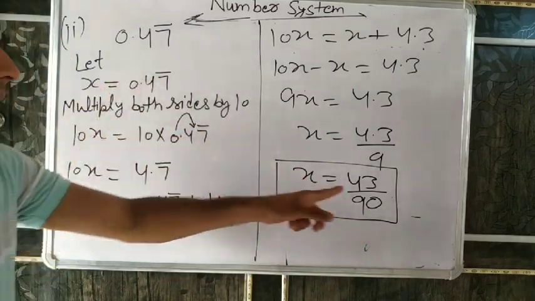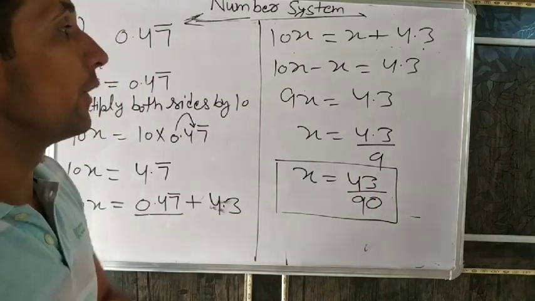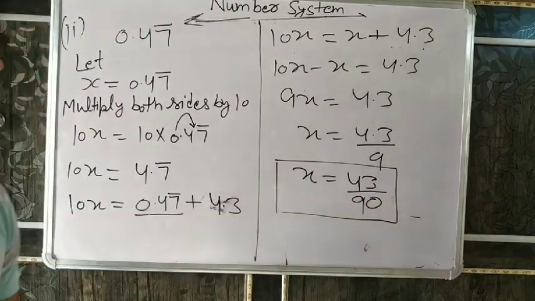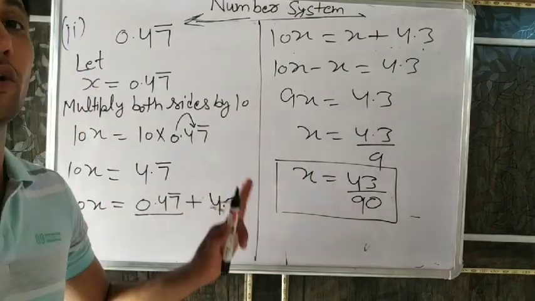So this is in p by q form, you can check it. Do you understand? And you can verify this question also. I hope everyone understands this. And the third part, do it yourself.